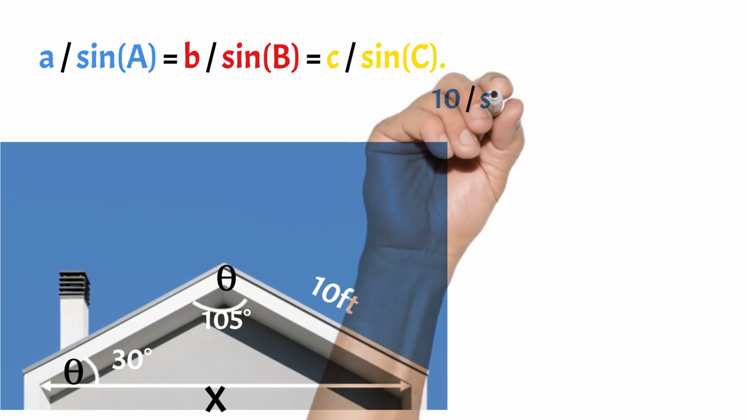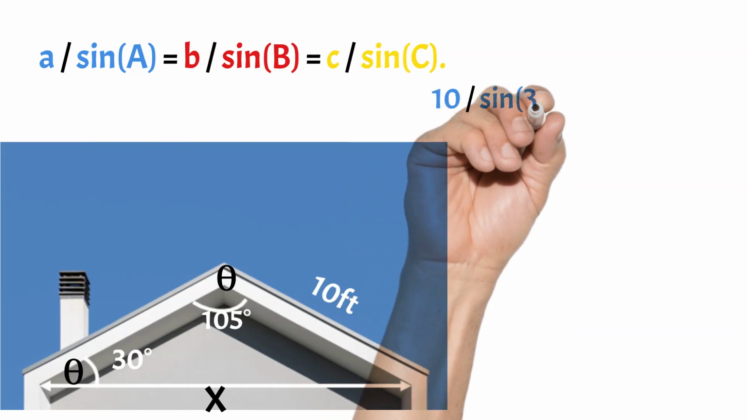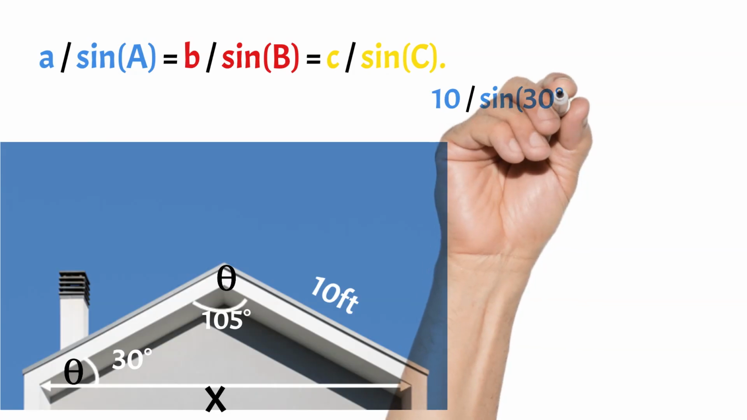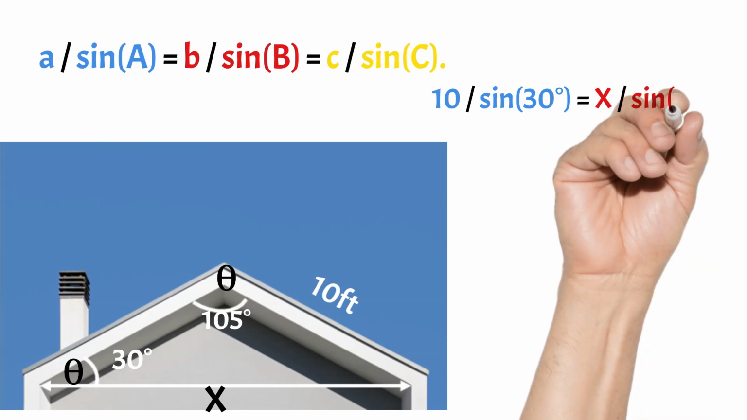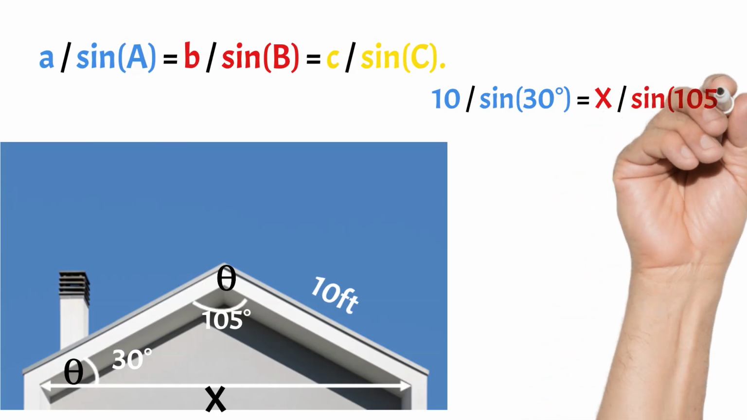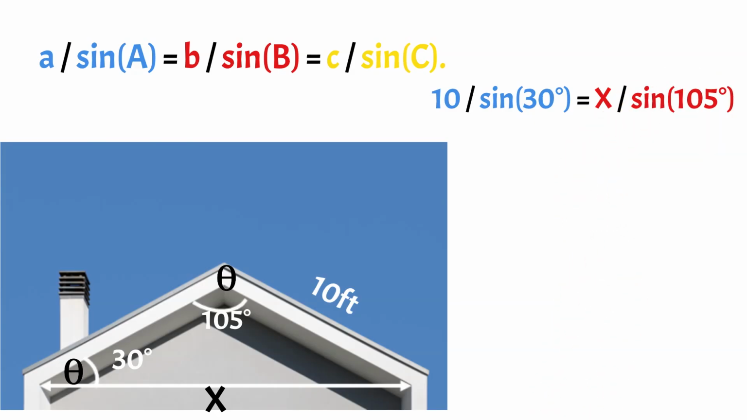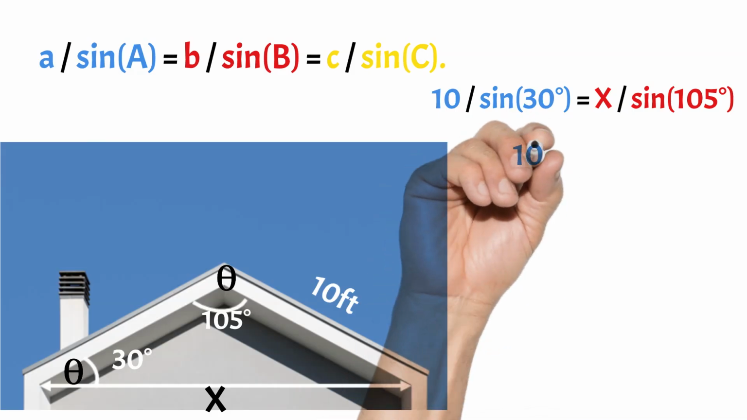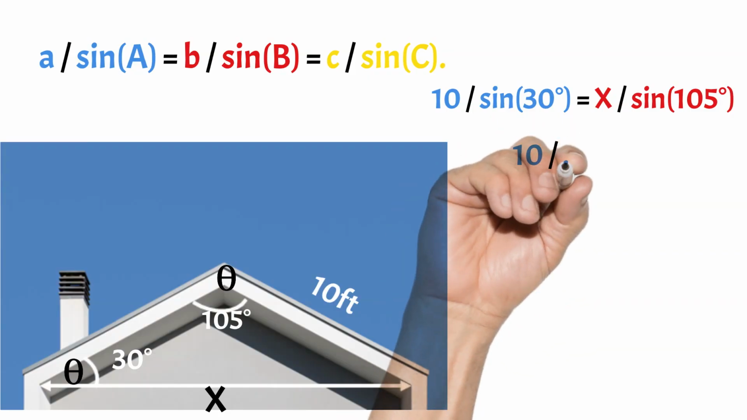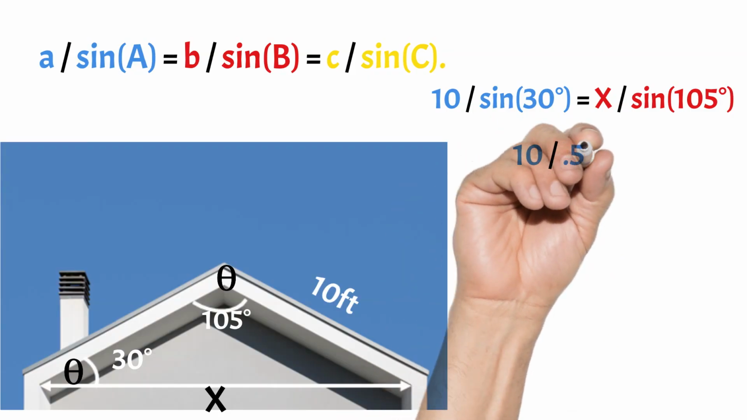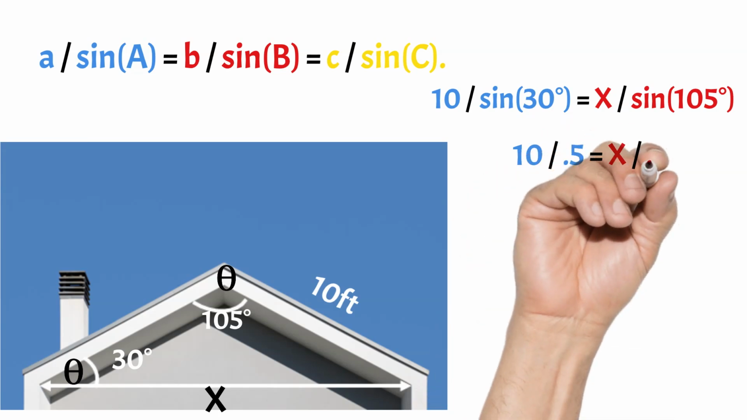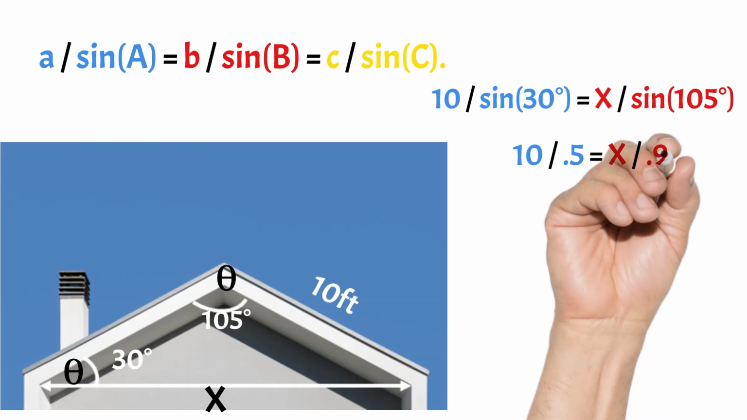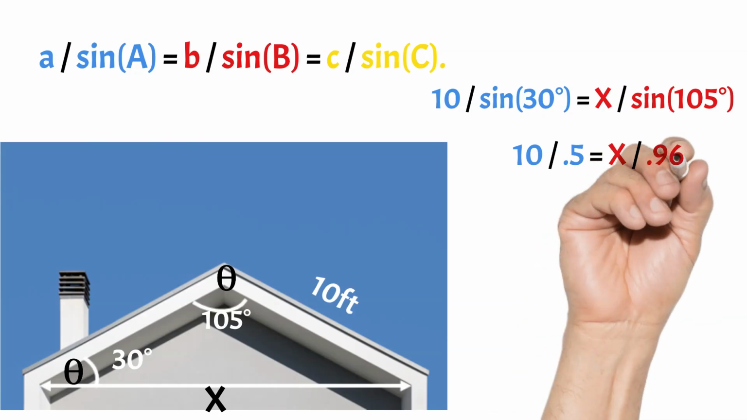When we plug in what we have, a is 10, so 10 over the sine of 30 equals our unknown over the sine of 105. Breaking that down, we calculate the sine of 30, and that comes out to 0.5. So now we have 10 over 0.5 equals our unknown over sine of 105, which is 0.96.